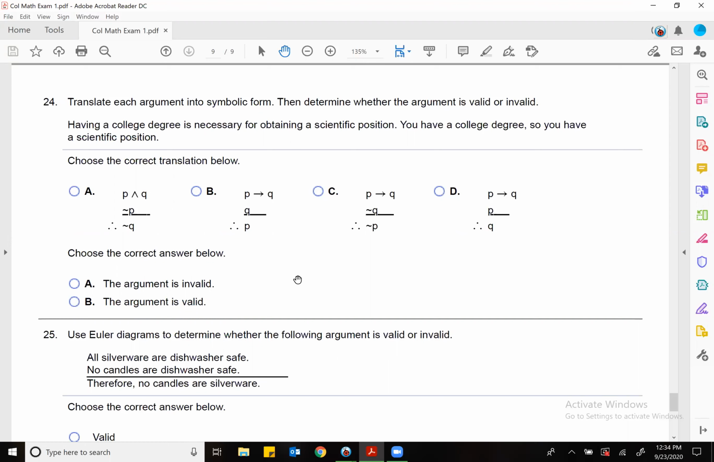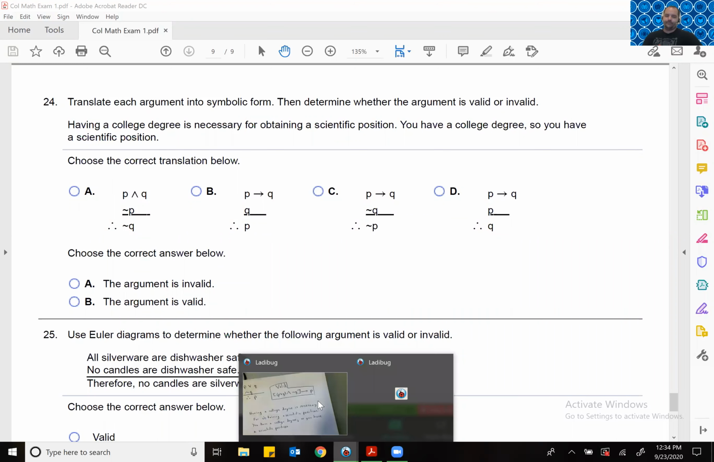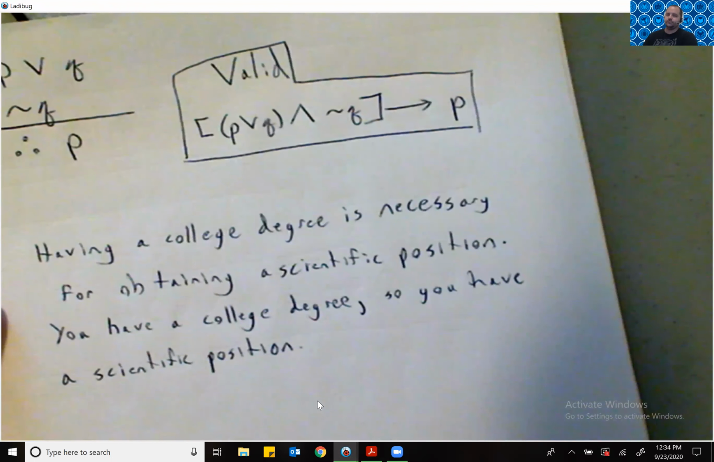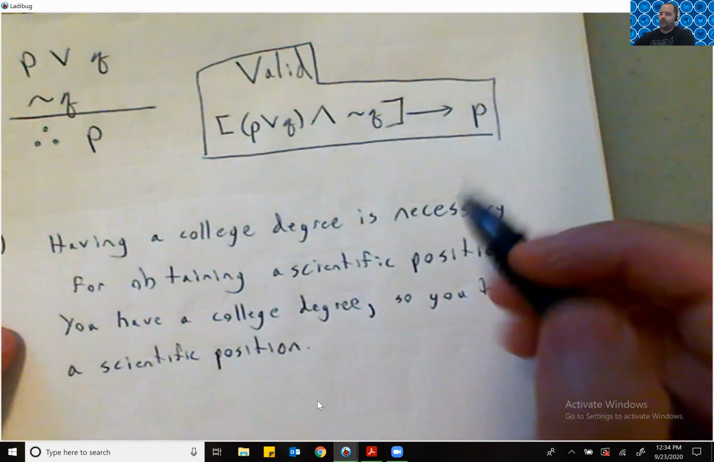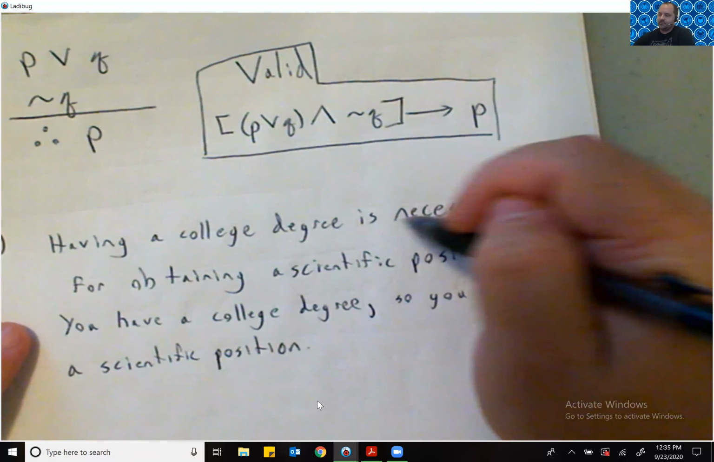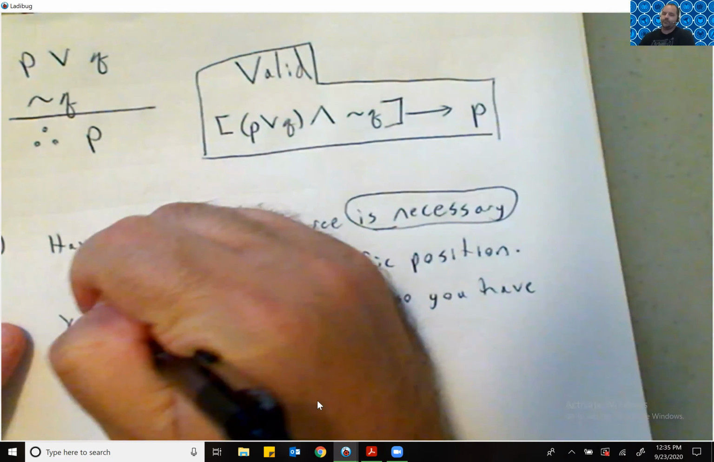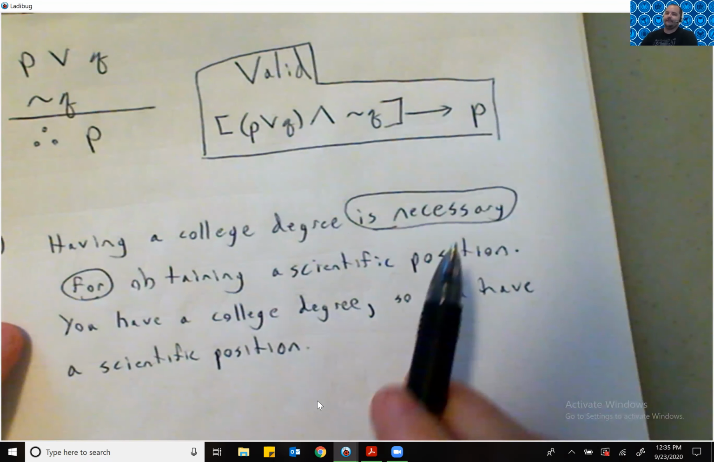Well, before we start all the stuff, I can already tell this argument probably isn't valid because just because you have a college degree doesn't mean you have a scientific position. Okay, that is true. You are going to be correct. In the end, this is going to be invalid. But before we can get to that part, we have to figure out the symbols translation. Yeah, you got to translate it. So let's talk about that real quick. Right here, we need to be careful of this. The "is necessary for." Do you know what symbol that is? No.